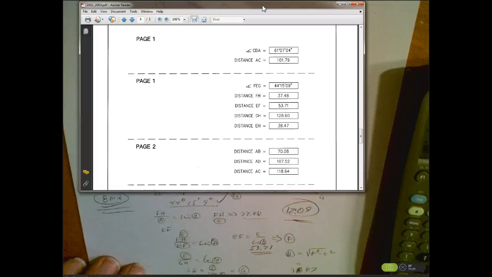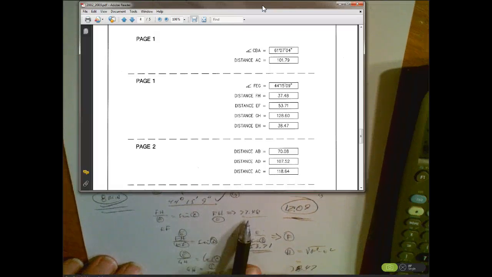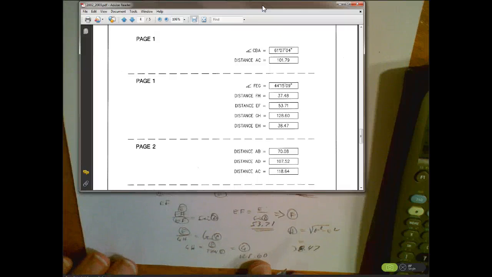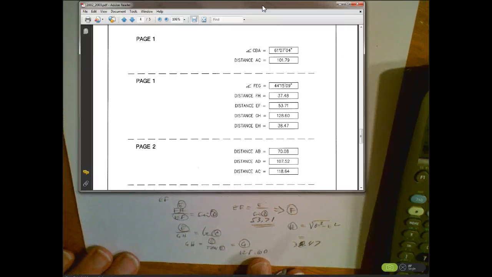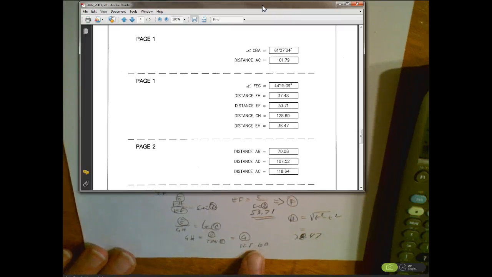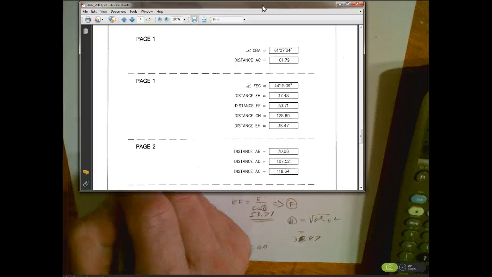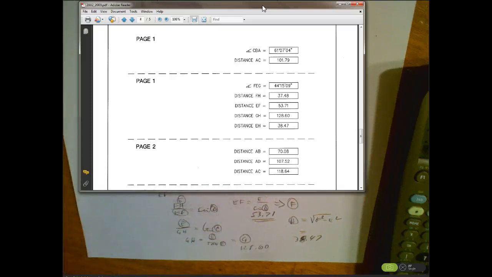And then I've got a scribble here of 37.48. Remember, we've got to write legibly enough to read the answers when we write our answer sheet. And then we have 53.71. Then right under there in G, we have 128.60. And finally, we have 38.47. It's doable. Your goal is to make sure these problems happen in 8 minutes.